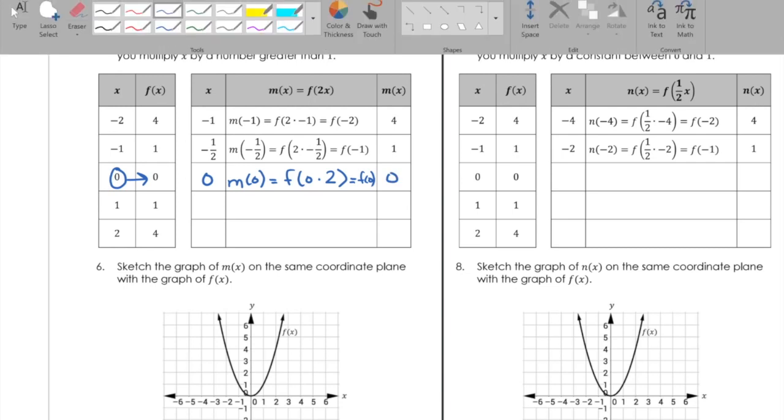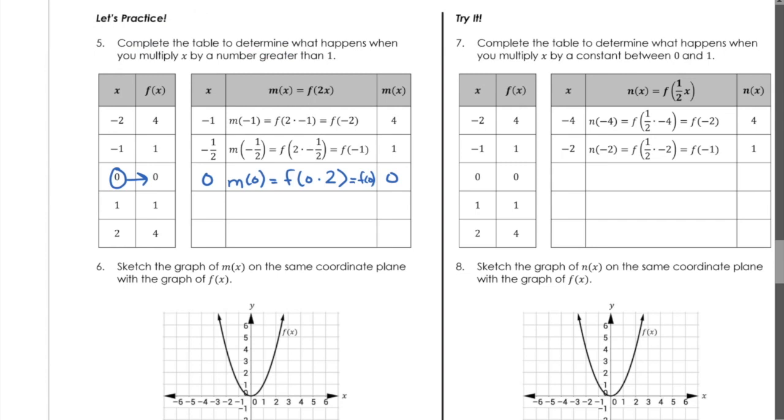Okay. If I follow the pattern, the next number should be 1 over 2. So m of 1 over 2 equals f of 2 times 1 over 2. Okay. If I multiply this, 2 times 1 is 2. 1 times 2 is 2. So this would be f of 1. All I'm basically doing is putting the 2 at the top. 2 divided by 2 is 1. So I match this with the 1 here, and that answer, 1 there.